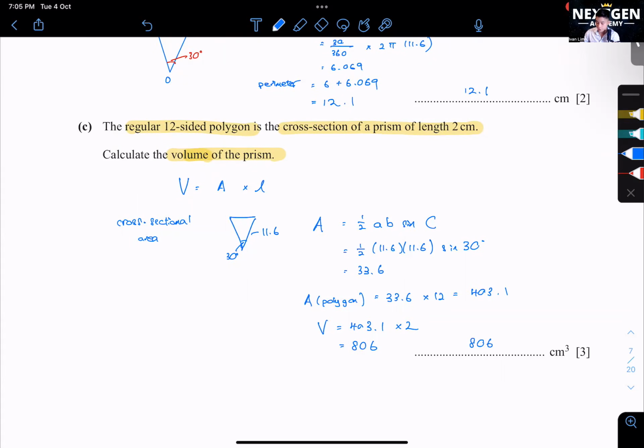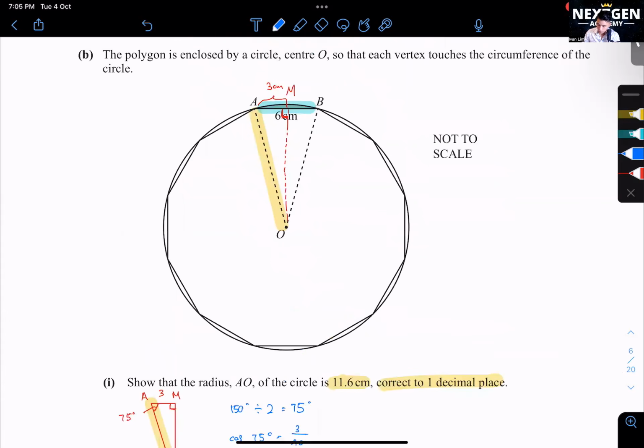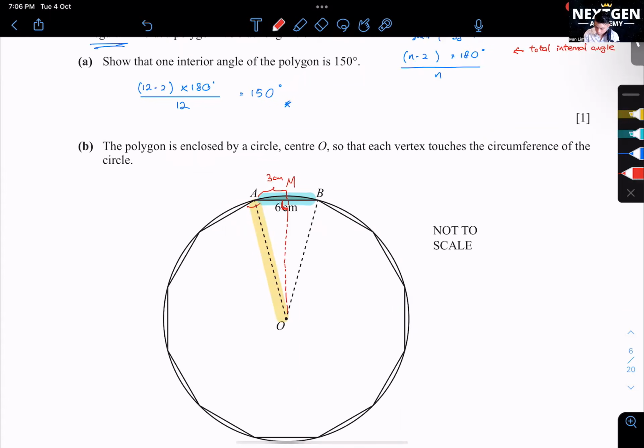How to get 75 degrees? Okay, you see here, one internal angle is here. This whole thing is 150 degrees. Basically, all your internal angles are 150, 150. You split it into half, so 75 degrees. You see? Here 75 degrees, here 75 degrees. Can you see? Like what I said, I think this paper is a bit tricky actually.